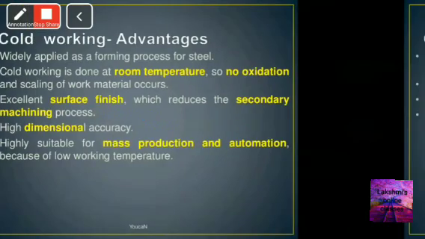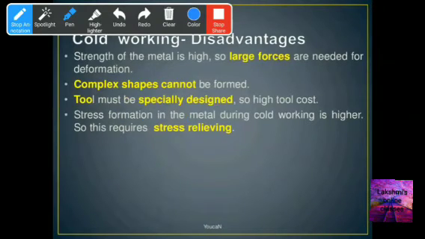So these are the disadvantages. Strength of the metal is high.